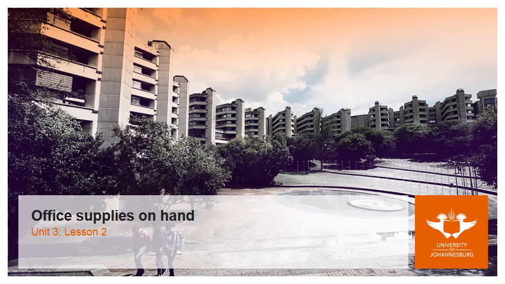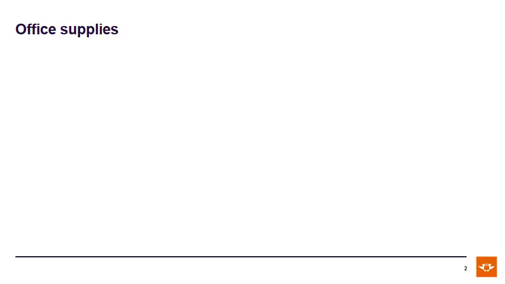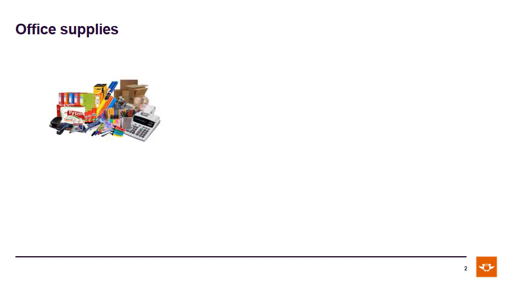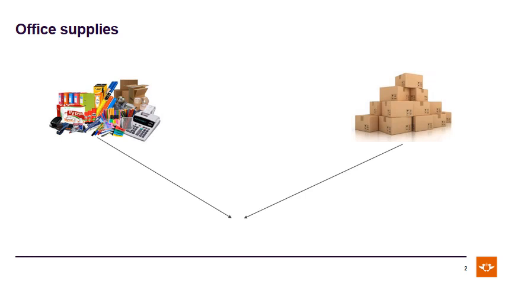Hi all, this is Unit 3, Lesson 2, and we are looking at expenses that are recognized as assets, and specifically in this lesson, office supplies on hand. Office supplies can take on several forms. So here we have two examples, stationery and packing materials. These items will be treated as expenses as we will use them up during the current reporting period, and therefore they will fall within the definition of an expense.